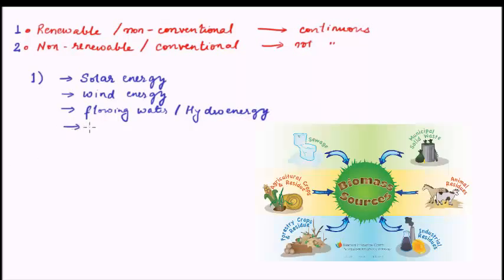Now we have biomass as another source of energy. What is biomass? Biomass are wastes and dead parts of living beings, and these waste and dead parts of living beings can be used to produce energy because those waste or dead parts have chemical energy stored in them. And why is it called a continuous source? Because these wastes are continuously produced. It's not an accumulation over a period, it's a continuous source. So biomass is also a continuous source of energy, and the chemical energy stored in it is basically called the bioenergy.